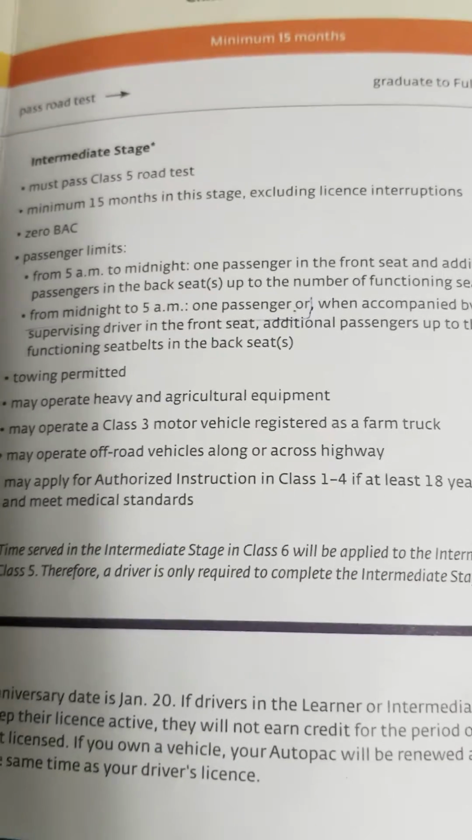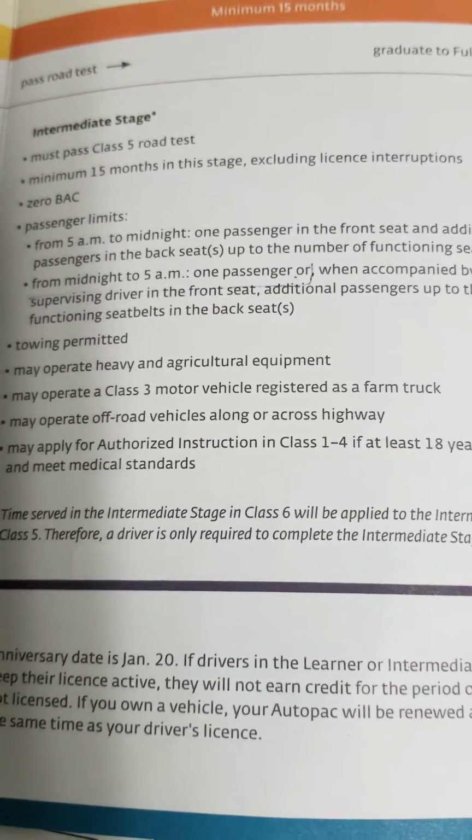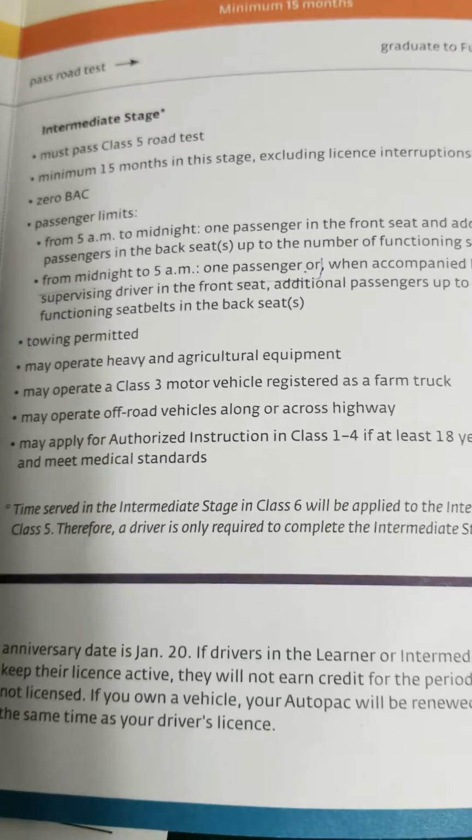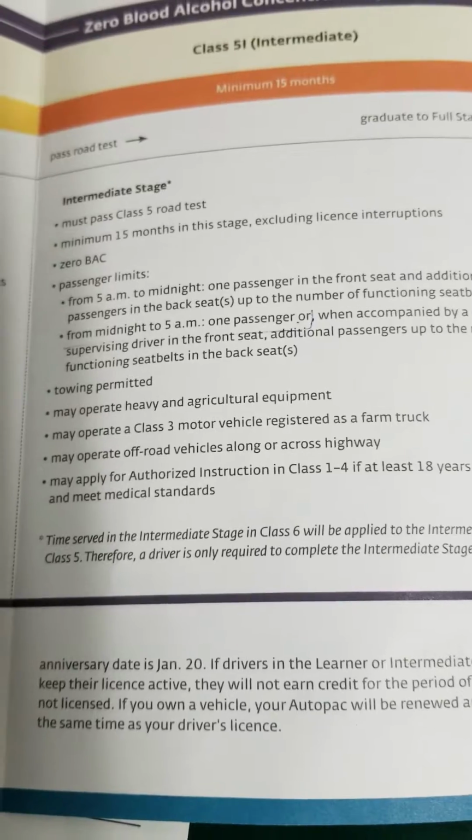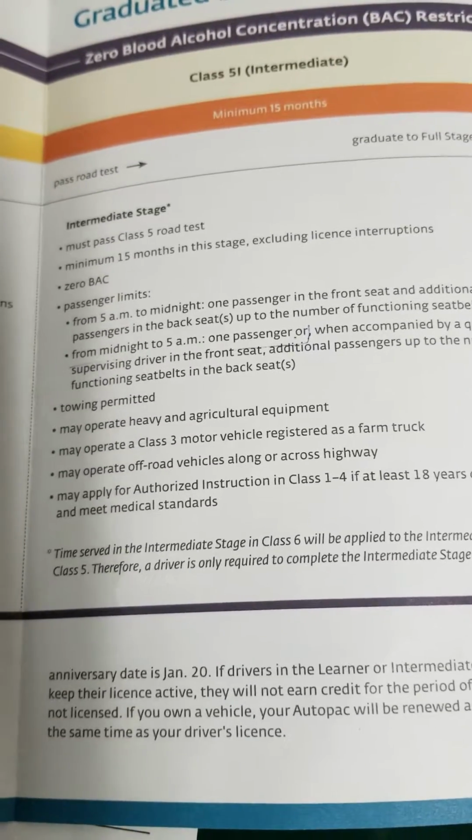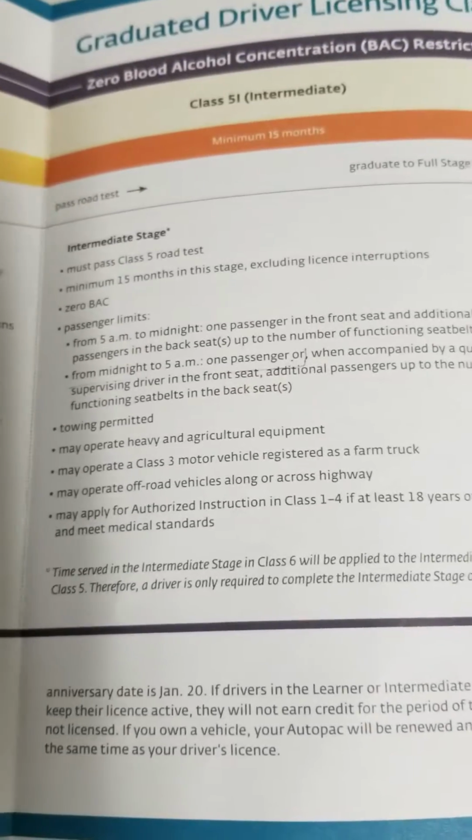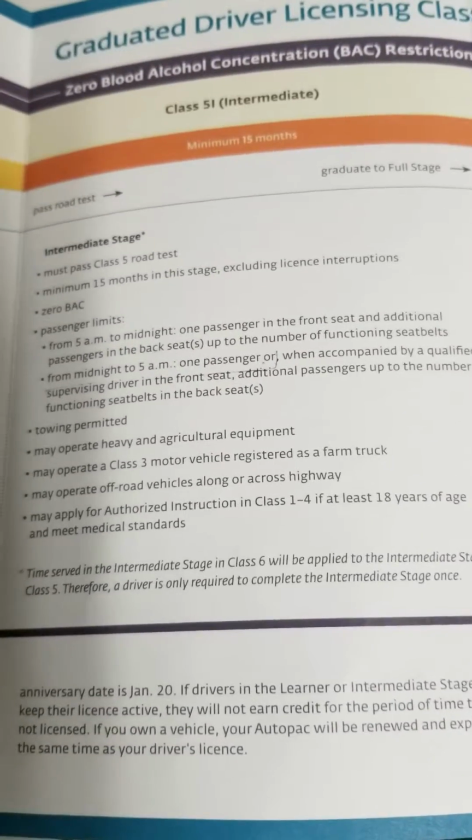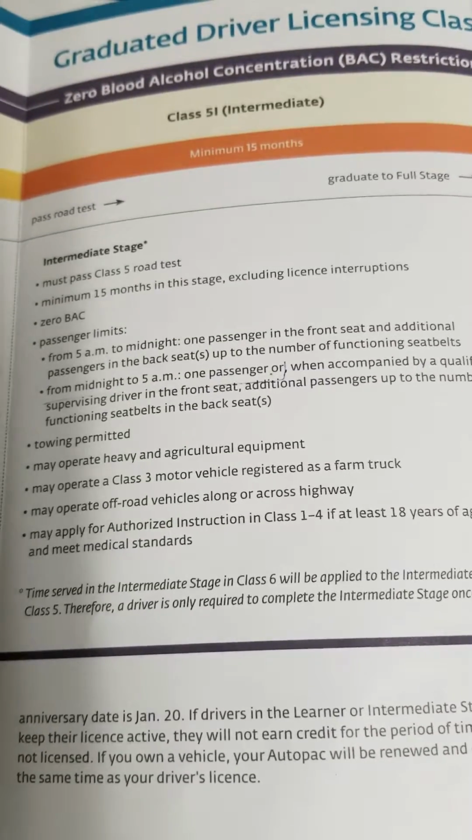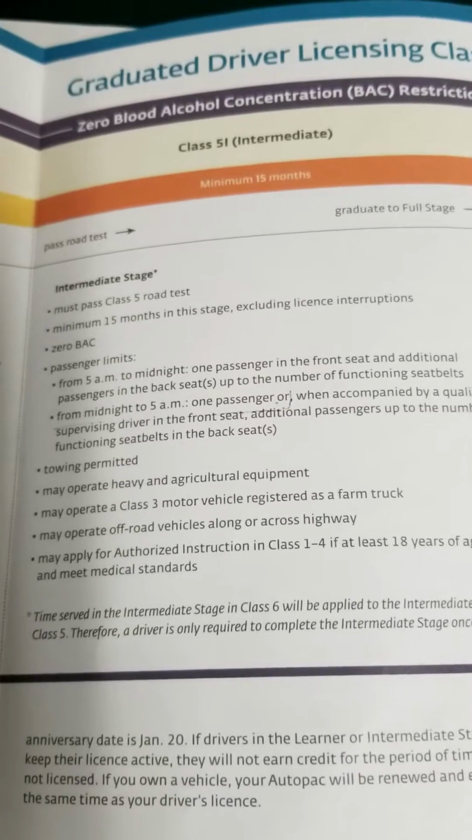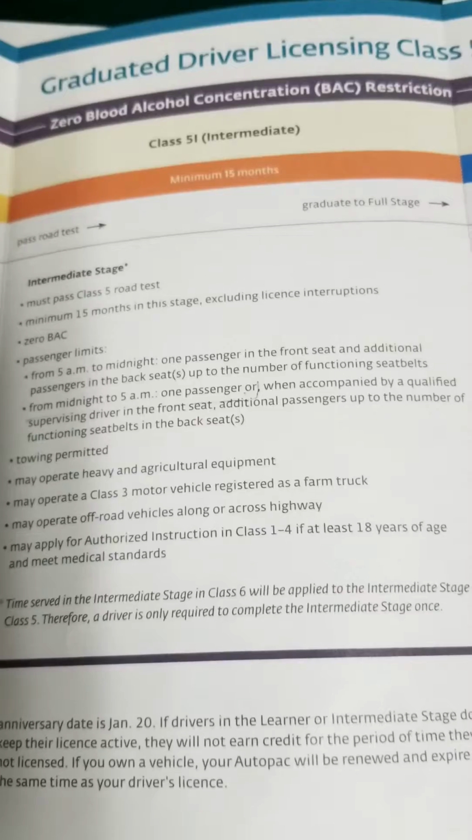In this stage, you can operate a farm vehicle or any off-road vehicles across the highway. Off-road vehicles are those called quads. I don't know if you have noticed some of the motorcycles, they don't have plates, or they look like they have 4 wheels. Those are called off-road vehicles. You can operate those on the highway. If you're driving those on the highway, then it's fine. But you must have this class 5I.